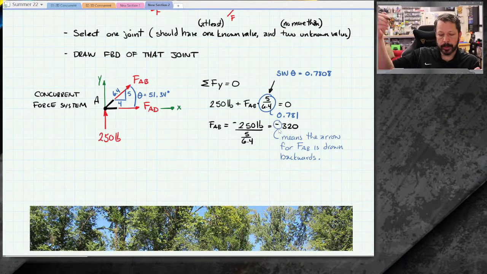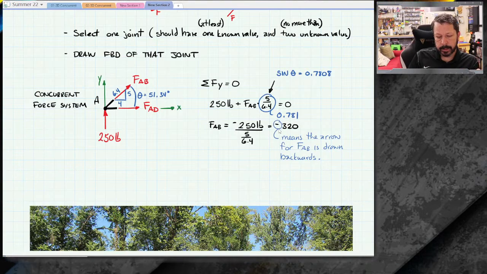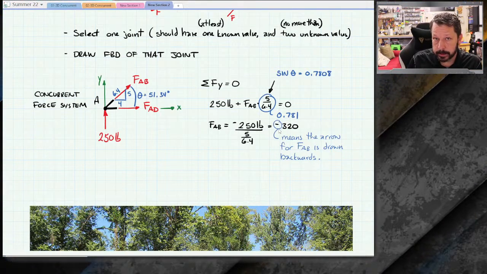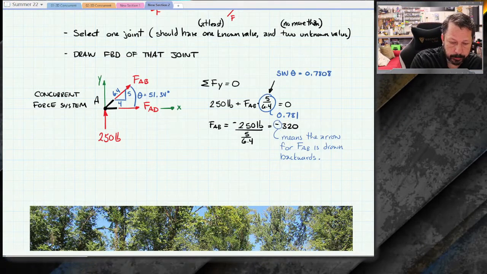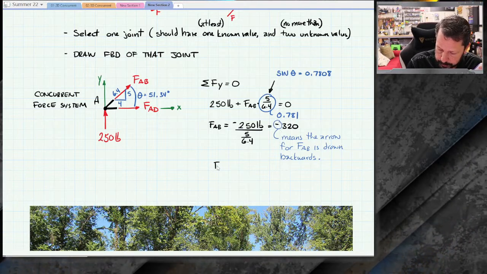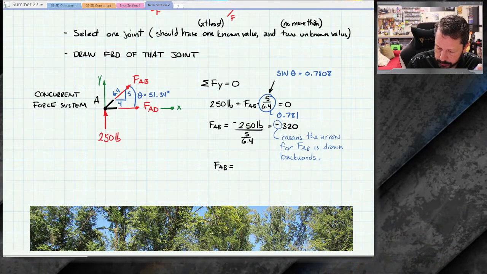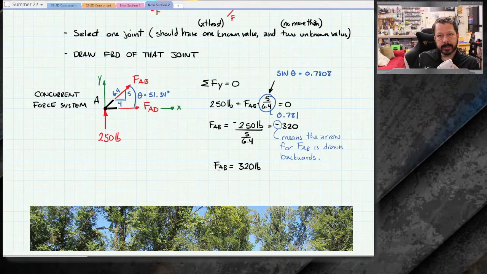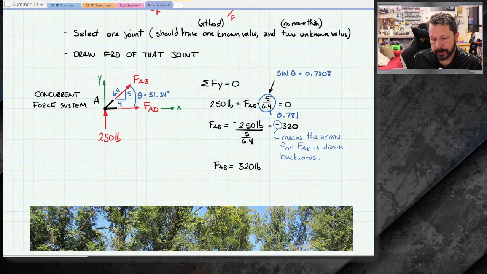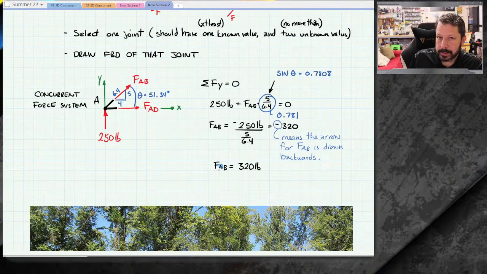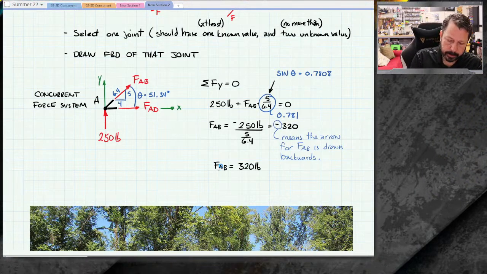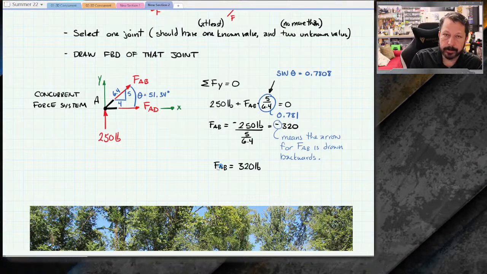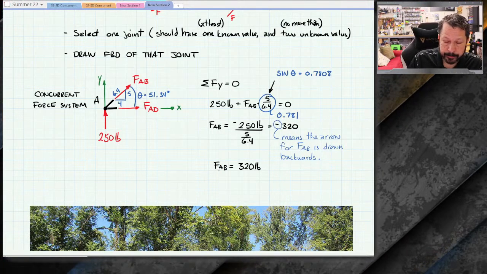So it should be pointing towards my little free body diagram, which means FAB should be in compression. So when I write the actual answer, FAB equals 320 pounds, instead of putting positive and negative, because the positive and negative really don't mean tension and compression, they mean that your arrow was drawn the right way or not.